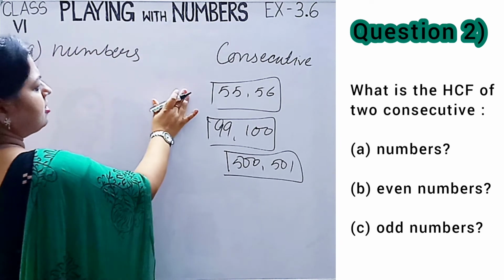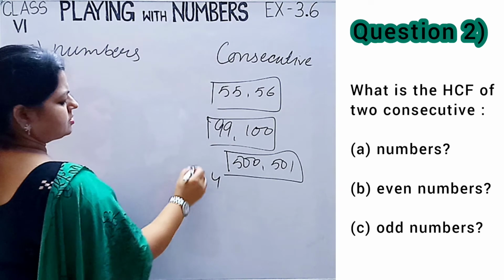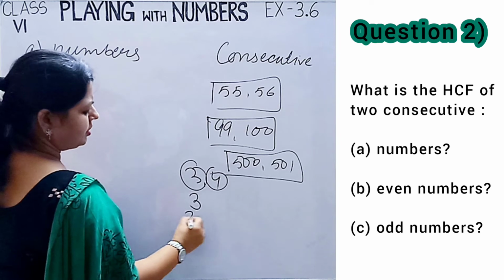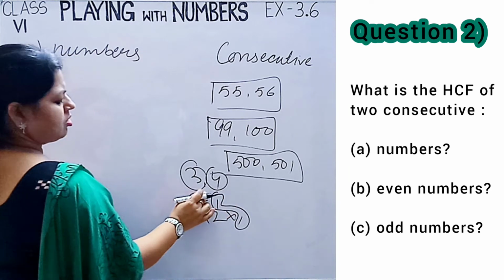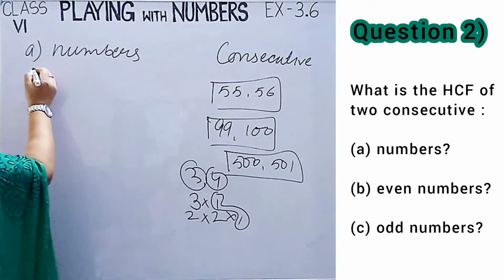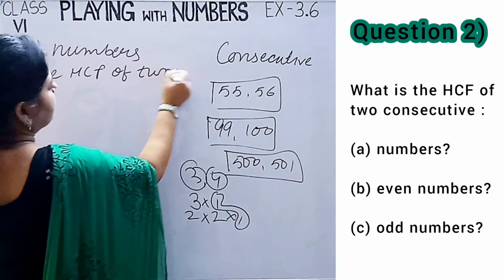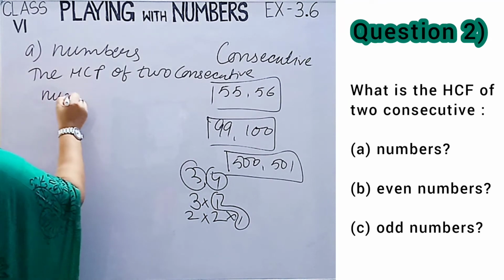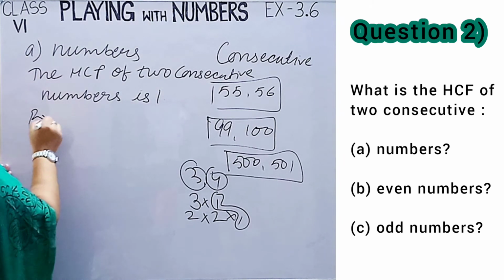So, the HCF of any two consecutive numbers. Suppose I am taking 3 and 4. Prime factorization of 3 is 3, and of 4 is 2 into 2. Here only one is common. It means 1 is the HCF of two consecutive numbers. The HCF of two consecutive numbers is 1.